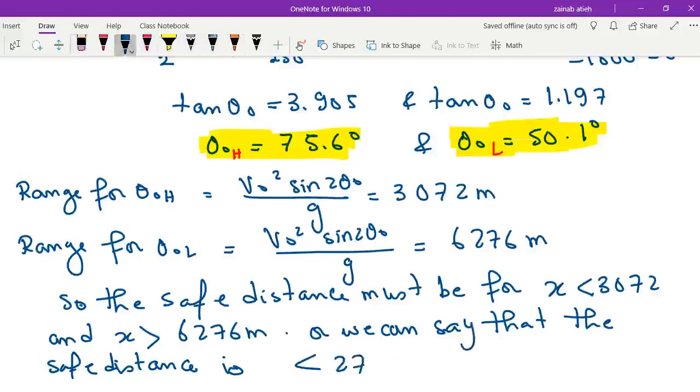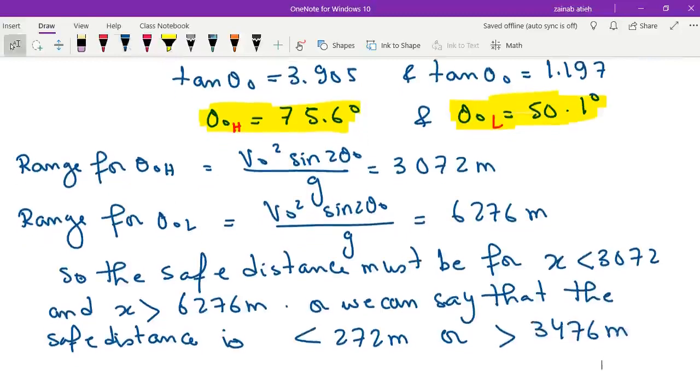It's 272 meters, and greater than, I will do the same, 6276 minus 2500 minus 300. I will get 3473 meters. This is from the shore.